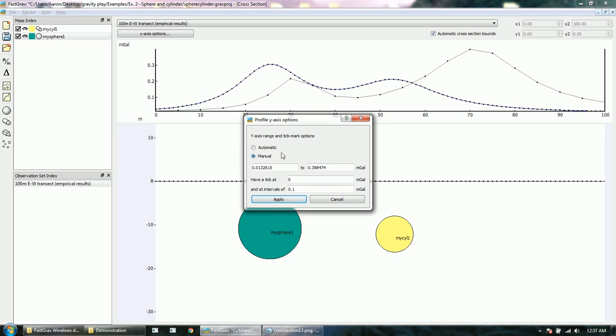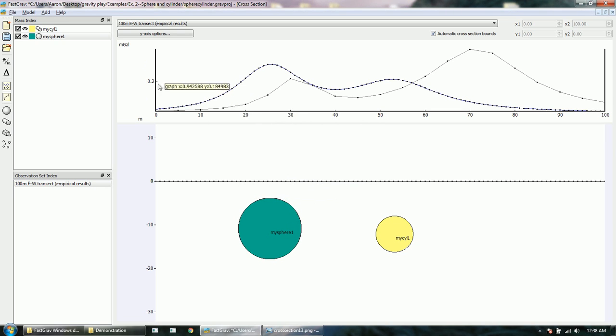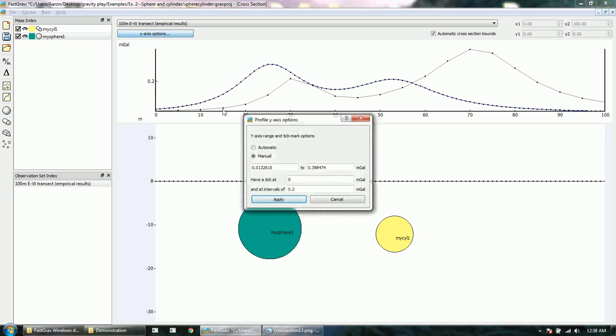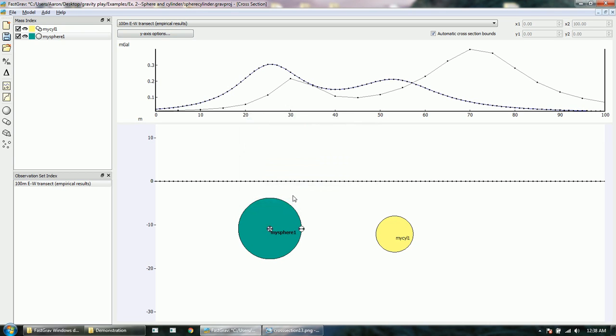When you have manual checked, you also have specific control over your ticks. So if you really want different ticks, you can set that here as well. We'll have a tick every 0.2 milligauss instead of 0.1 milligauss. So we'll see that axis become less tick busy. Anyway, that's just some graphing features.